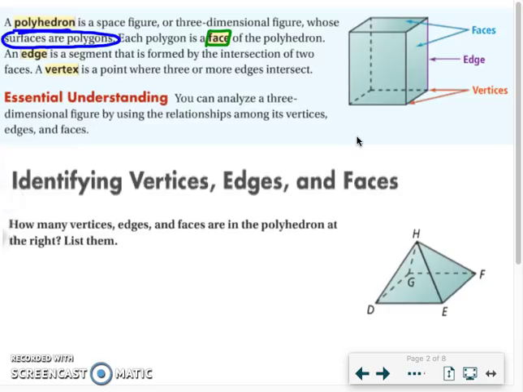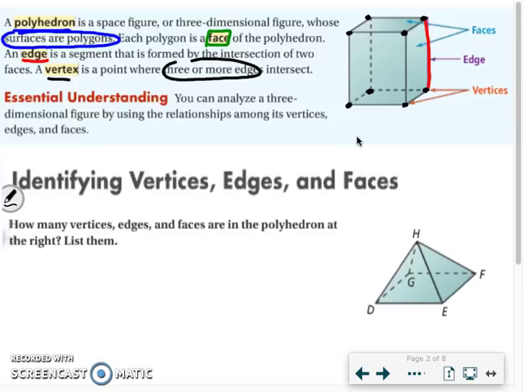All right, and then we have a couple other words. An edge is a segment that is formed by the intersection of two faces, so that's this area right here. And then you have vertices. So a vertex is a point where three or more edges intersect. So any point where some segments or some edges are coming together. Okay, so that's just a little bit of vocab for this chapter.